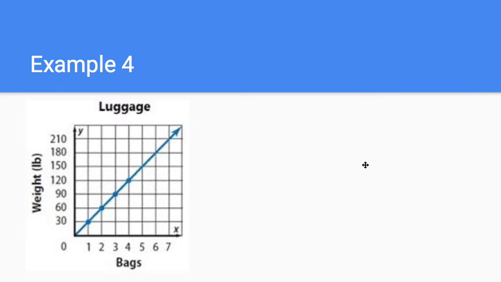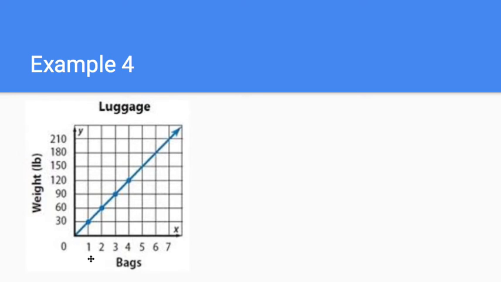So here's my last one. You can see I've got weight in pounds and bags. I'm going to take my y, my dependent variable, divided by x, my independent. So I can just take any of these points. So here at this point, it's 120 divided by 4. That is 30 pounds per bag.